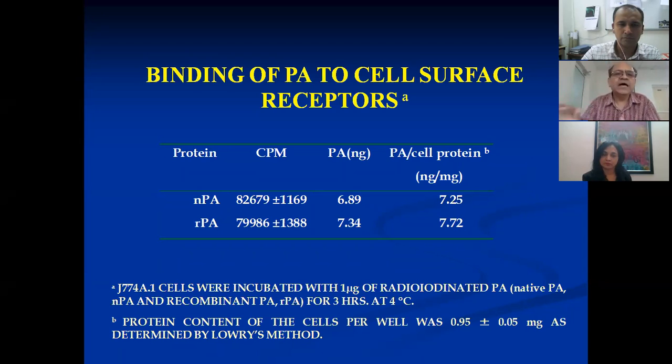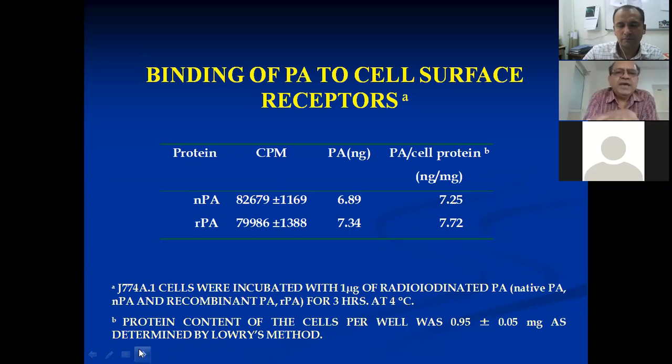Once it was bound, we removed the unbound protective antigen and then tried to see how many counts per minute we can get on the cell surface. And we could see that about 7 nanogram of the protective antigen could bind per milligram of cell. We made a calculation that about 15,000 receptors were present and it could bind to all of them. So it was a proof that the recombinant antigen we made was similar to native antigen in terms of its binding to the cell surface receptor. Next slide, please.